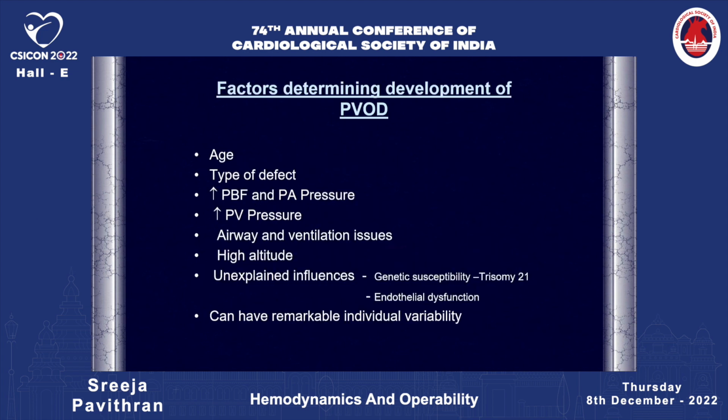So what are the factors which determine the development of this PVOD? Age, type of defect, increase in the pulmonary blood flow and PA pressure if sustained for a long period of time, airway and ventilation issues, high altitude, and other unexplained influences like a genetic susceptibility. Children with Down syndrome can have earlier onset of irreversible PAH. And primary endothelial dysfunction also has been implicated, but they can have remarkable individual variability.